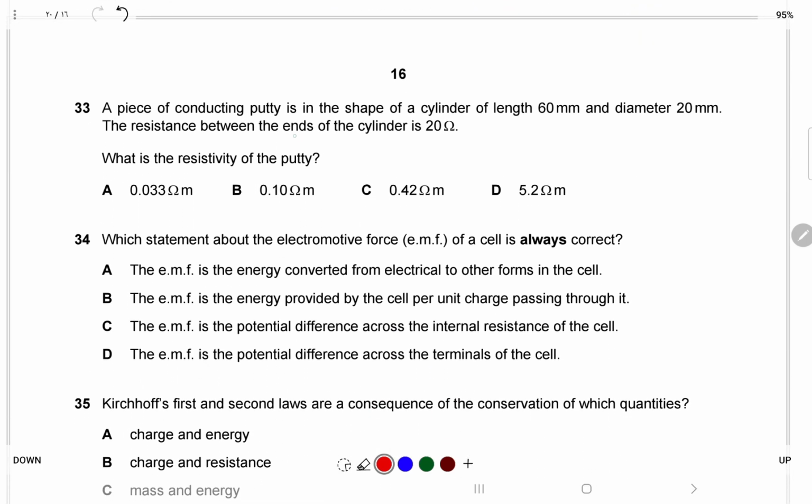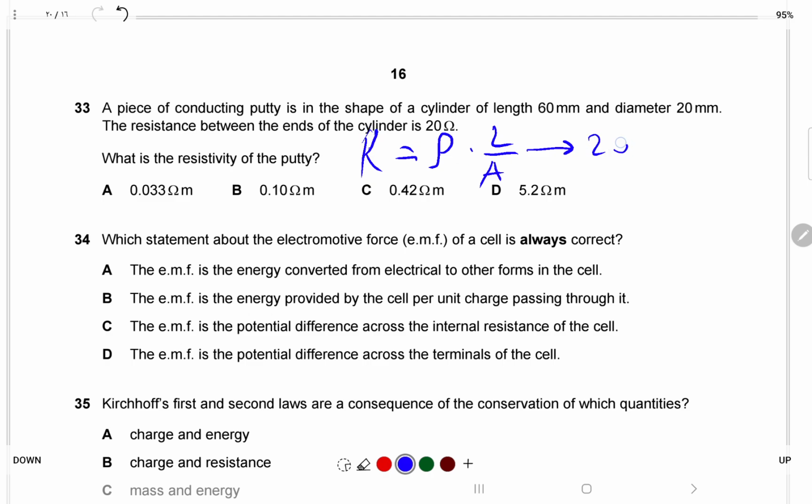33, a piece of conducting putty is in the shape of a cylinder, length 60 millimeters, diameter 20 millimeters. The resistance between the ends of the cylinder is 20 ohm. What is the resistivity of the putty? Now, the formula here is R is equal to rho resistivity times L over area. Now we plug the given information into the equation.